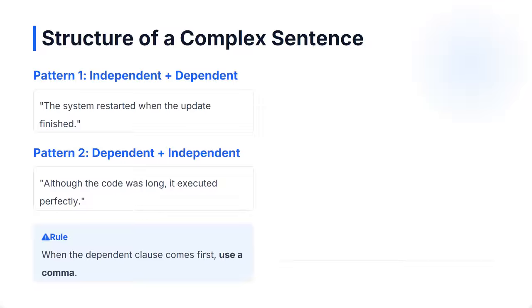So what's the difference between them? The difference is when we start our complex sentence with the dependent clause, which always starts with a subordinating conjunction, we need to put a comma. However, if our complex sentence starts with an independent clause, which is the case in pattern 1, we don't have to put a comma. We start our sentence with a capital letter and finish it with a full stop.